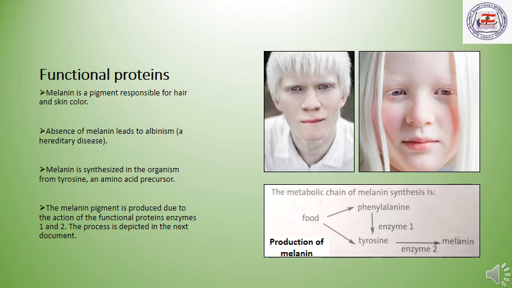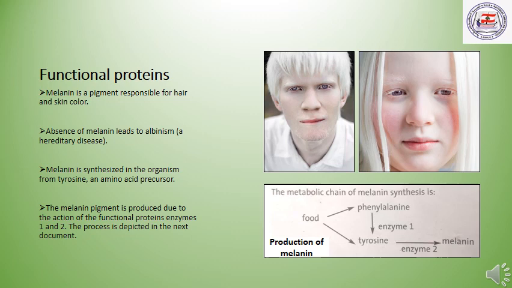Now, melanin is synthesized in the organism from tyrosine, which is an amino acid precursor. The melanin pigment is produced due to the action of the functional proteins, which are the enzymes 1 and 2 shown in the next document. As you can see, the two amino acids, phenylalanine and tyrosine, that are obtained from our diet are actually going to lead to the production of melanin.